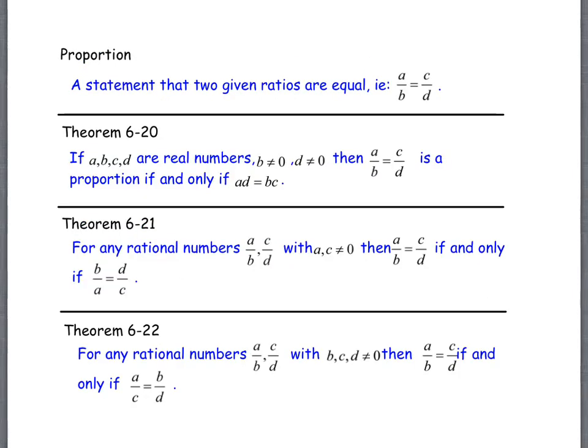All right, a proportion is simply a statement that 2 ratios are equal. So ratio on the left, ratio on the right, we put an equal sign between. Lo and behold, we have a proportion. Theorem 6.2 says that if we have a proportion A over B equals C over D, this is in fact a proportion if and only if we're able to cross multiply and get them equal.